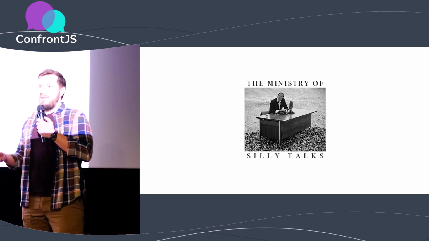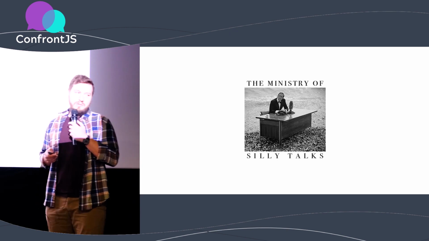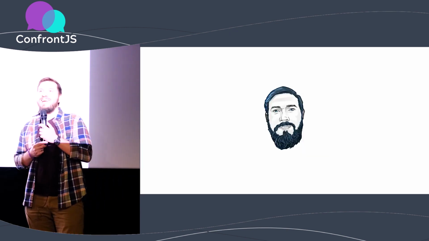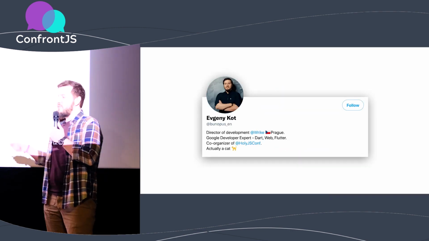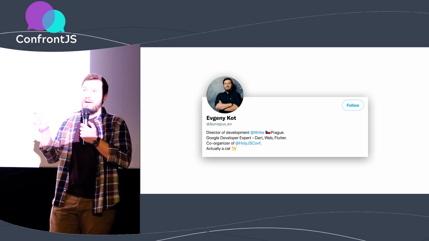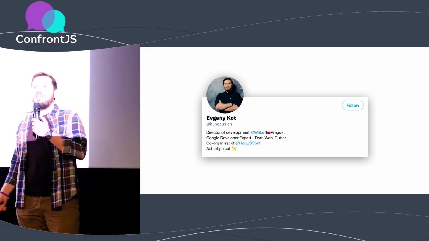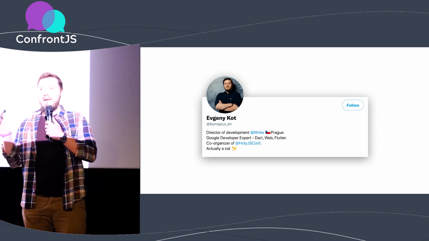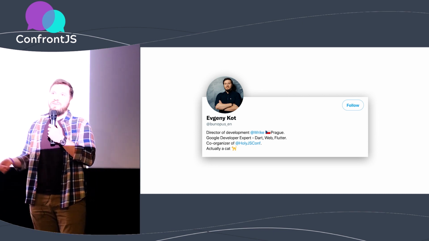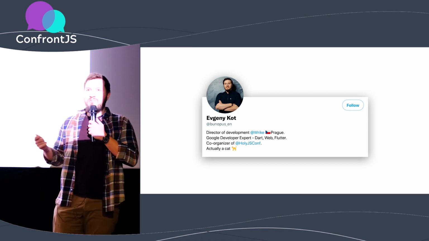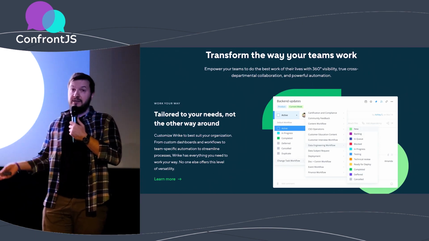I will start a little bit from the second most important thing in the universe, myself. My name is Evgeny Kot, I'm from RAIC, I'm the Director of Development. This is my Twitter. I'm a Google Developer Expert in Web, Flutter and Dart, also organizer of some conferences, whatever, not that interesting. The most interesting thing for you is that I spent the past 10 years in Frontend, so I know something about the Frontend. And RAIC is a project management solution which helps people to be really productive.